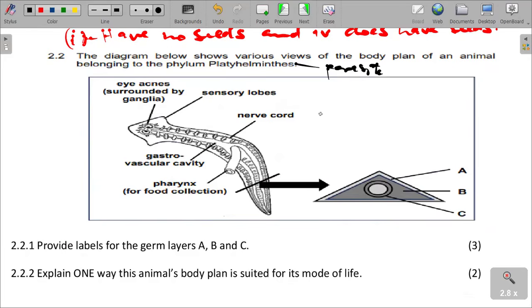So now the question is saying, provide labels for the germ layers A, B, and C. A is the outer layer, which is called the ectoderm. And then B, we need to know, is the mesoderm. And then C is the endoderm.